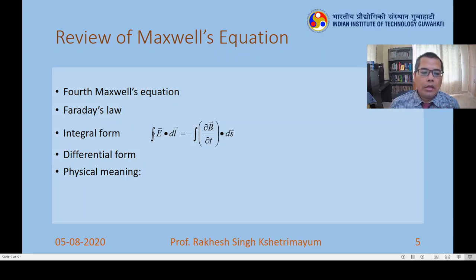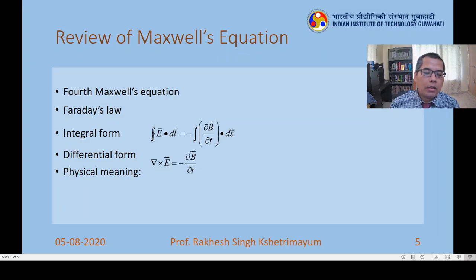So in the differential form, curl of E is equal to minus ∂B/∂t. So right hand side, ∂B/∂t means you have a time varying magnetic field. It gives rise to electric field. So this equation says that whenever you have a time varying magnetic field, electric field is automatically produced. The previous equation also says that whenever you have a time varying electric field, magnetic field is automatically produced. You cannot separate the electric field and magnetic field for time varying fields.